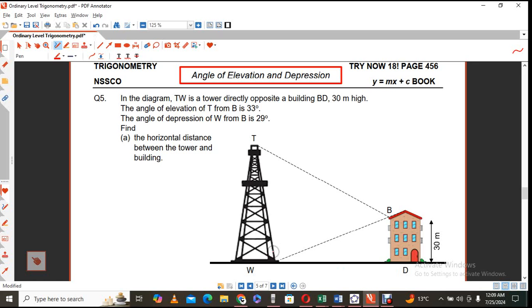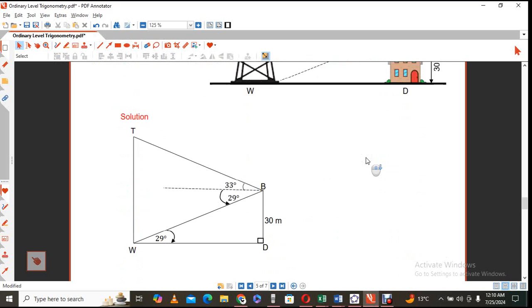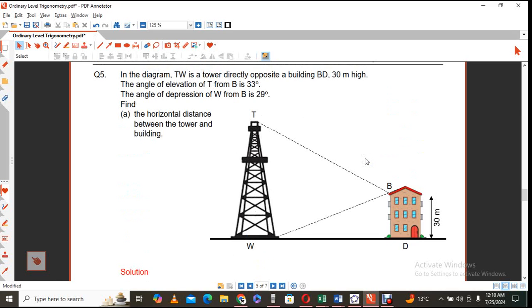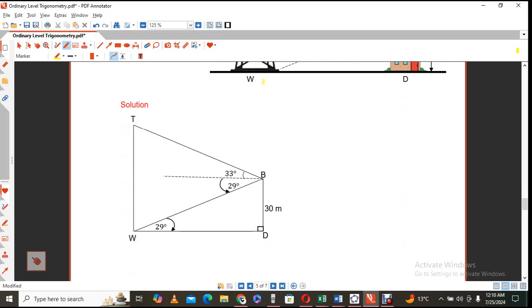It's very important that you know that this tower is at 90 degrees from the ground. Even the building is at 90 degrees, because the building is not skew. Anyway, I decided to bring in a drawing so you can see my solution much more easily. The important information is the angle of elevation of T from B, which is 33, as I've indicated there.